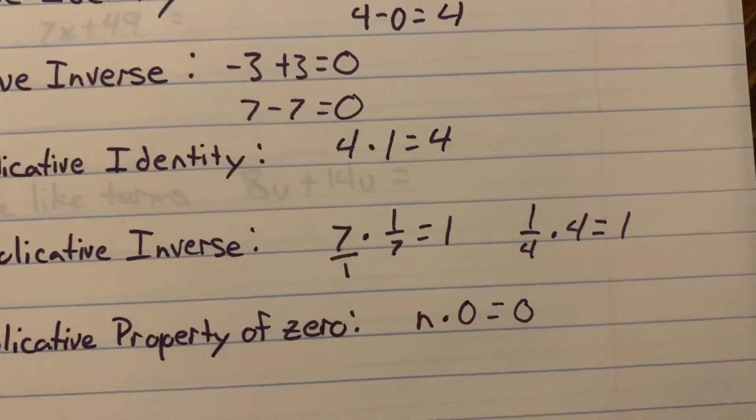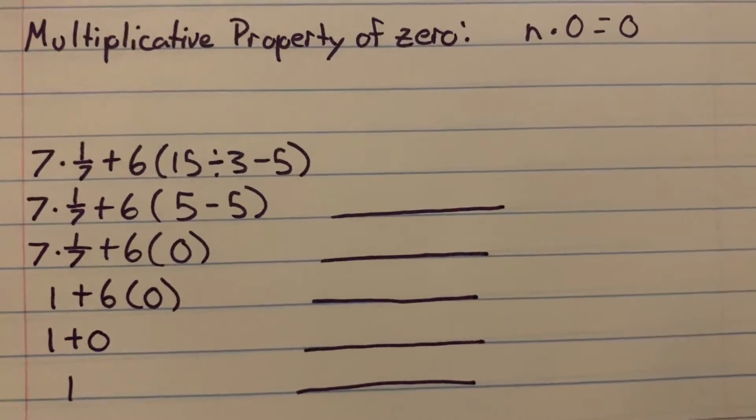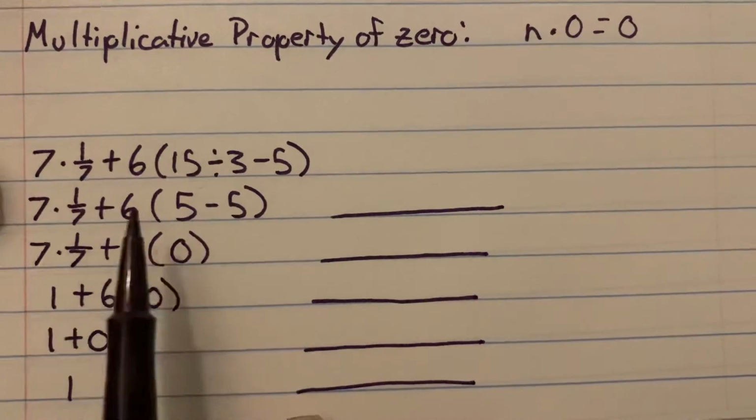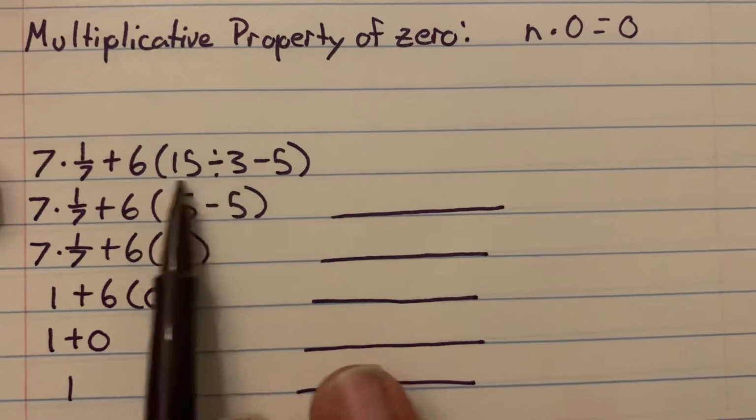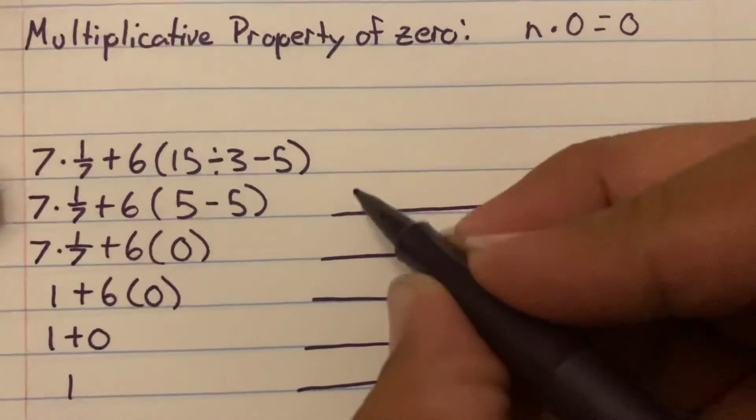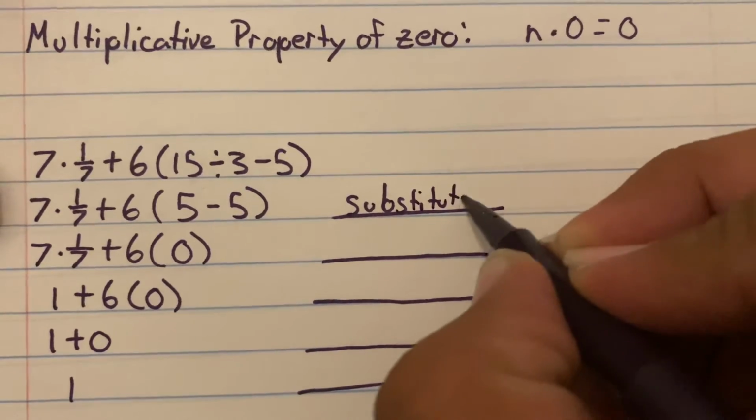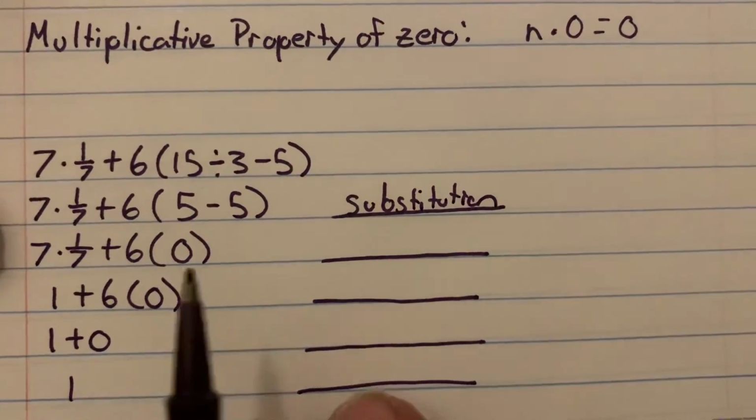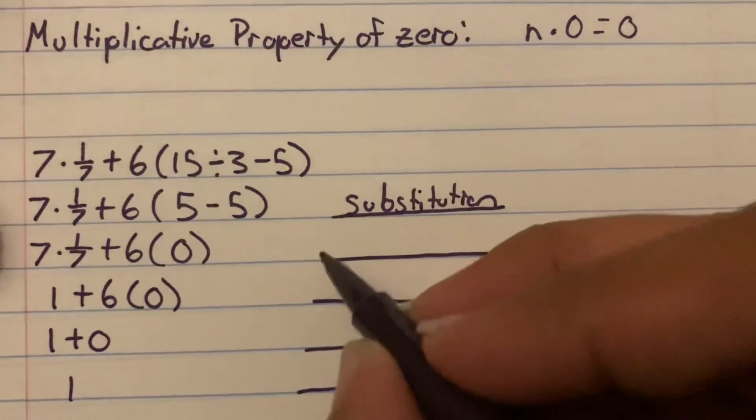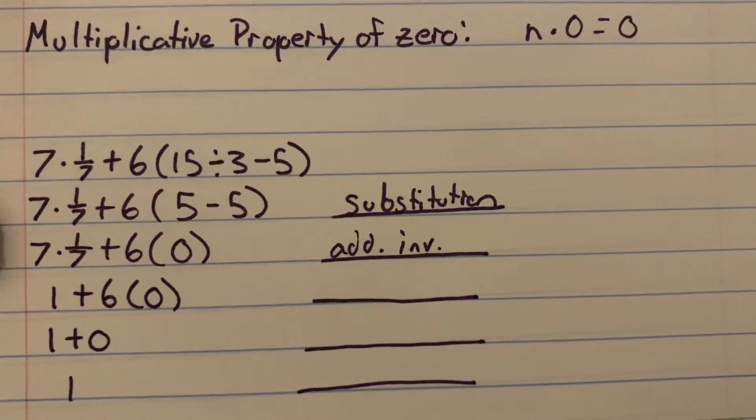So let's see using these in this example down here, okay? So you should be able to see the whole thing. So I already did all the work. This was given to you, and then they did something. What they did was they combined the 15 and the 3, and they got 5. Okay, so they changed 15 divided by 3 into 5. That is called substitution. So I'm going to write substitution right here. Then I have here 5 minus 5 occurs and changes into 0. This is called the additive inverse. So I'm going to write additive inverse. Okay, that's how you got here.